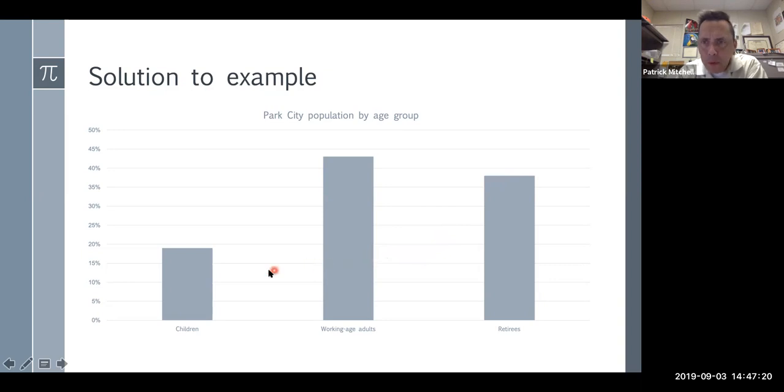One thing that people will sometimes do to make a bar graph even easier to read is to actually write that percentage either on the bar or maybe on the top of the bar. And then the person looking at it doesn't even really have to look over here.